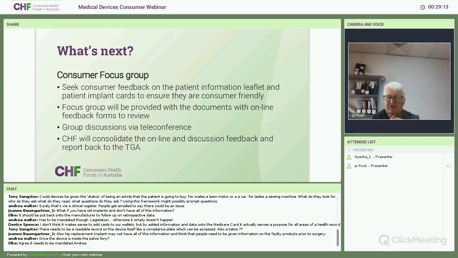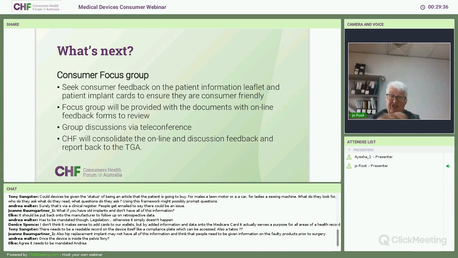Do we translate it? How do you present it in a way that gets people to read it? How do you get people to hand them out? We know that consumer medicine information leaflets are not always given out to people. Sometimes consumers have to ask for them. CHF would say this shouldn't be something that a consumer has to ask for.